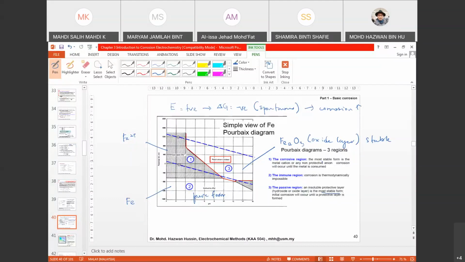Okay, any questions so far for the Pourbaix diagram? Is it clear to everyone? Madi, is it okay for you?